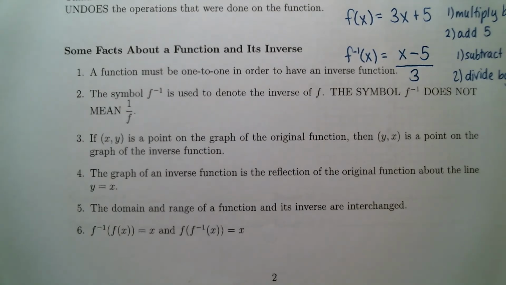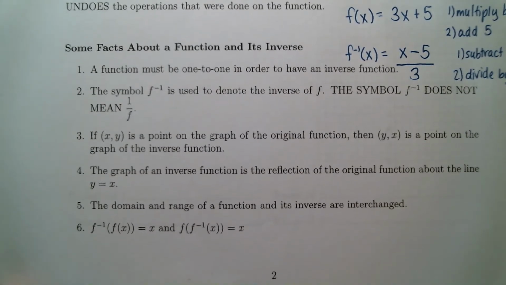Number 1, the reason we've been talking about one-to-one: a function has to be one-to-one in order to have an inverse function. So if a function is not one-to-one, it cannot have an inverse. A function must be one-to-one in order to have an inverse function.